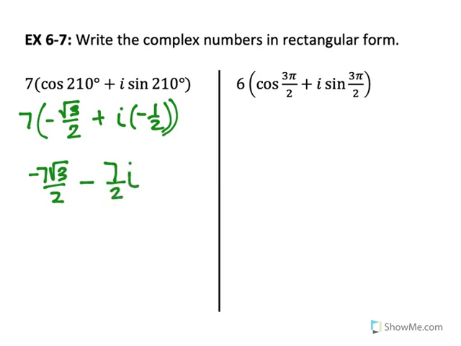So same idea on this second value. Cosine of 3 pi over 2 is 0, and sine of 3 pi over 2 is negative 1. So when I multiply this, 6 times 0 is 0. So I just get a negative 6i.